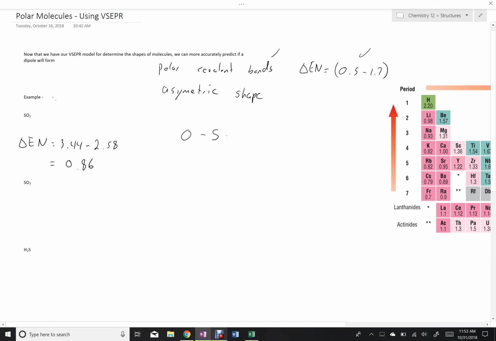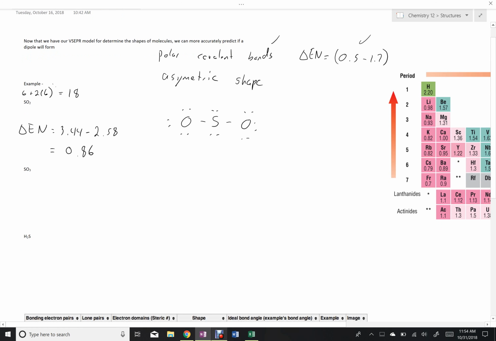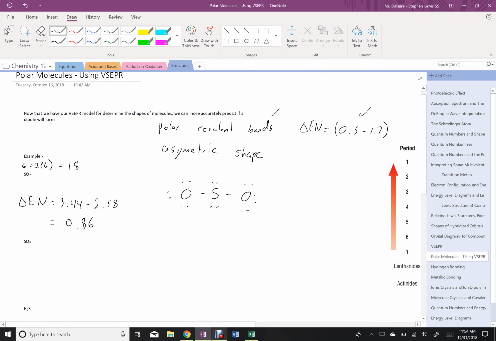So S, O, O, and then I'm going to count electrons. 6 from my sulfur plus 2 times 6 from my oxygen gives me a total of 18 electrons. Octetting everybody: 2, 4, 6, 8, 10, 12, 14, 16, 18, 20. So I still have too many. I'm going to form a double bond here. Okay, so that's my Lewis structure for this sulfur dioxide.